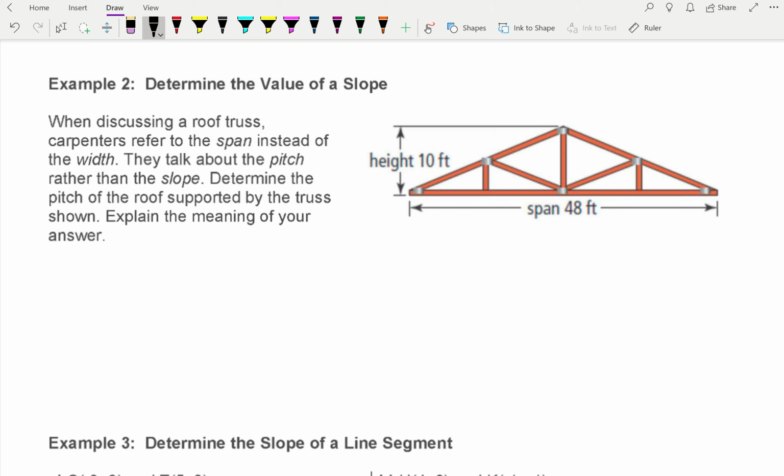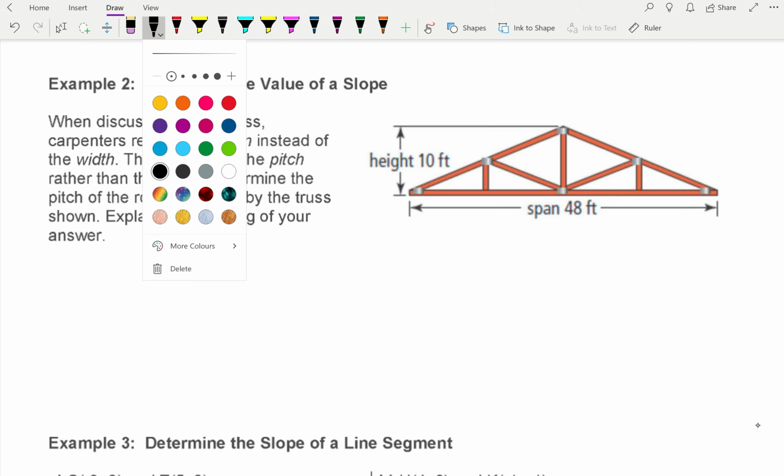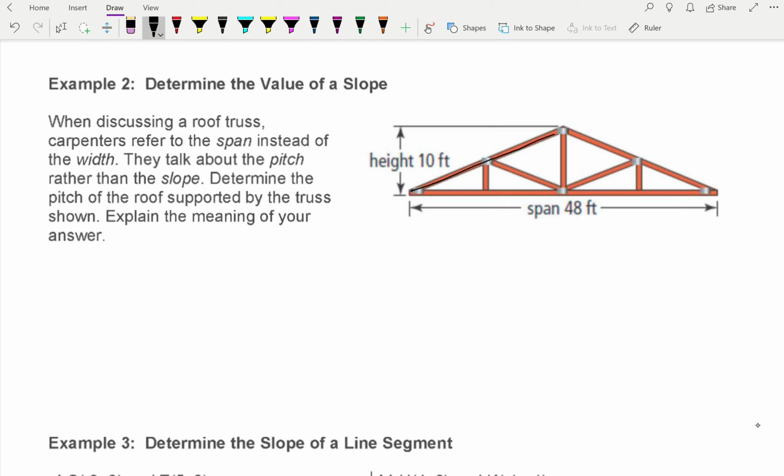Okay, example number 2, determine the value of a slope. We're going to take a look at a roof line and determine the slope of our roof line. When discussing a roof truss, which is what this shape is right here, I'll just trace it out. This whole shape here is a roof truss. It's what gives the shape to the roofs on our homes.